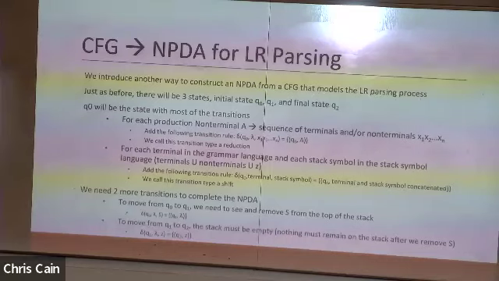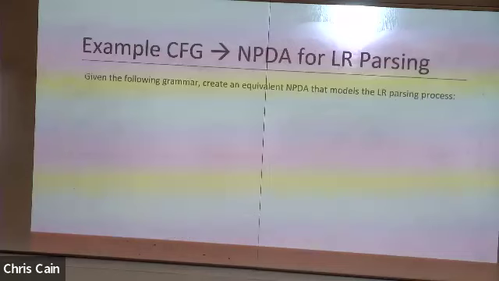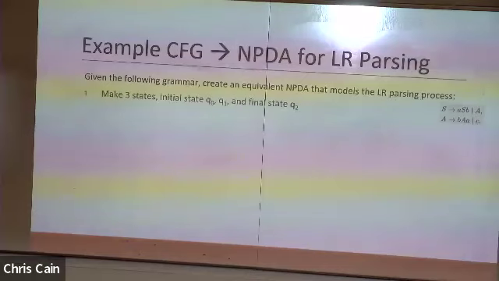So let's take a look at what this looks like. Here's a grammar, and we want to make an equivalent NPDA that models the process. Just as before, we're going to make our initial three states. We need to add the reduction transition rules. For each production here, once we identify the right-hand side, we add a transition that allows us to pop the right-hand side and push the left-hand side.